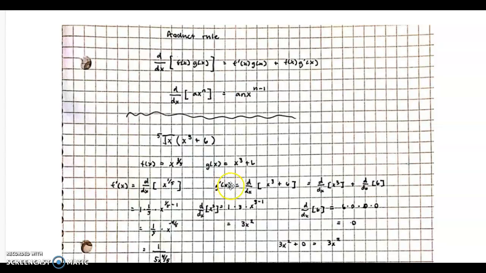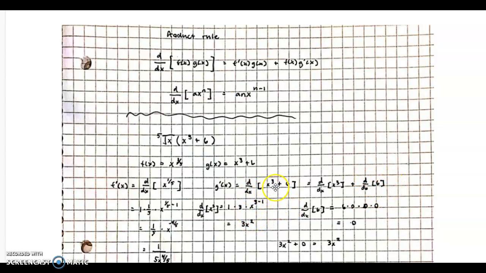The derivative of g of x is a bit different because you have x to the 3rd plus 6. So what you need to do is find the derivative of x to the power of 3 and add it to the derivative of just 6. We know this is plausible because of the sum rule for derivatives. You're allowed to add the derivatives of one function and add it to the derivative of another.